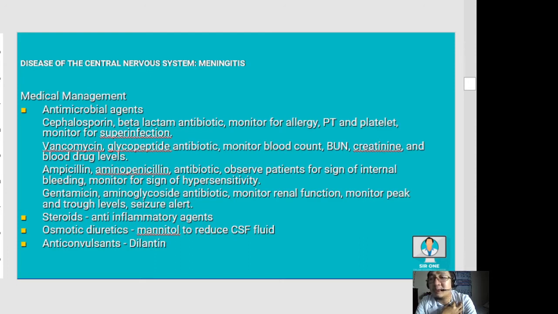Then we also have vancomycin, a glycopeptide antibiotic; monitor blood count, BUN, creatinine, and blood drug levels. We also have sets of penicillin. Then we have amikacin in the presence of gentamicin, which are aminoglycosides. We have steroids as anti-inflammatory agents, and osmotic diuretics to decrease CSF or excess fluids. Then anticonvulsants, with the use of Dilantin. Of course, the manifestations also depend on what part of the brain is infected.